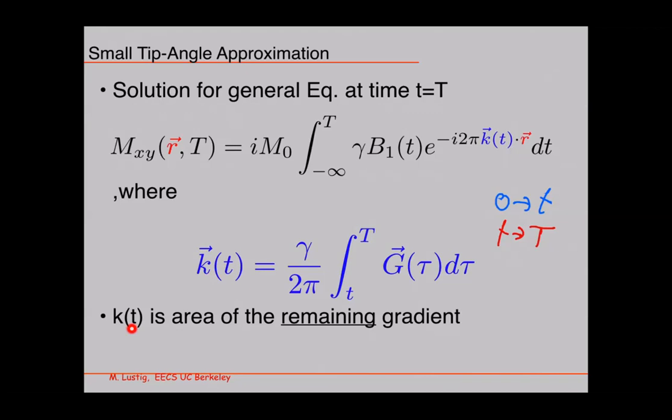And effectively, k of t is proportional to the area of the remaining gradient, the remaining gradient of the RF pulse. In the reception case, it was the area of the gradient from the beginning all the way to our time point. Here, k-space is actually the area of what's left, which is interesting.